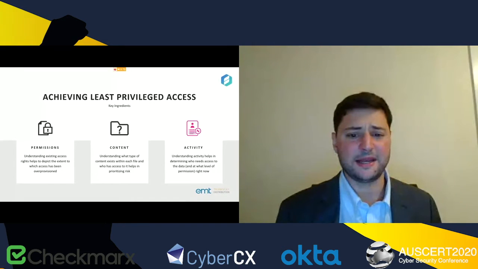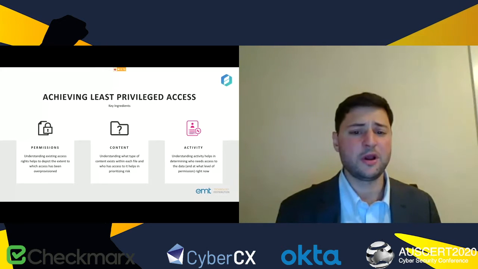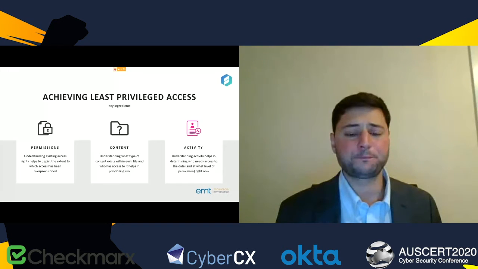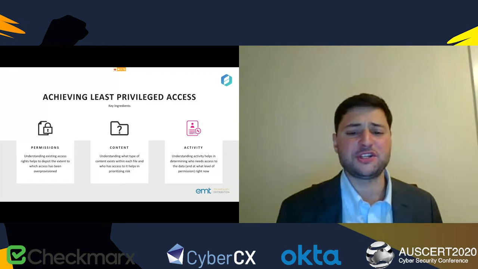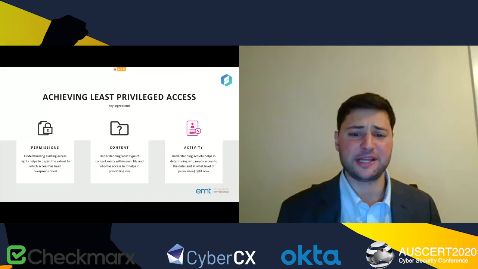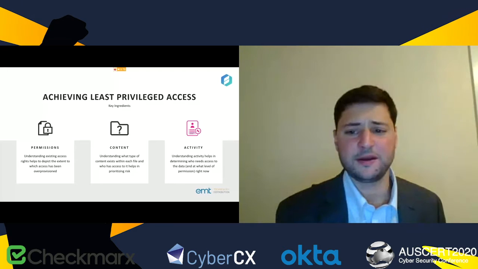Then the content. You really can't prioritize risk if you don't know what kind of content you're dealing with. So what's sensitive, what's regulated, where do you have information that might be higher priority and have higher security needs than others. It gives you some semblance of where to start. And then, as I mentioned already, activity, right? This is how you know the difference between who's got rights and who's using those rights.